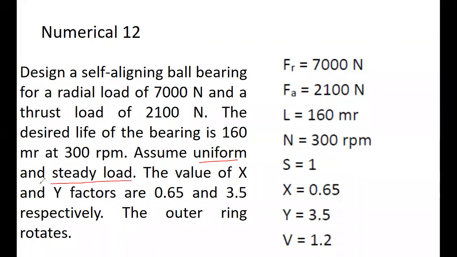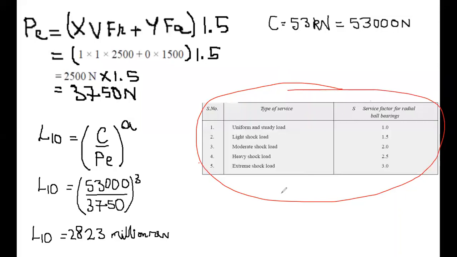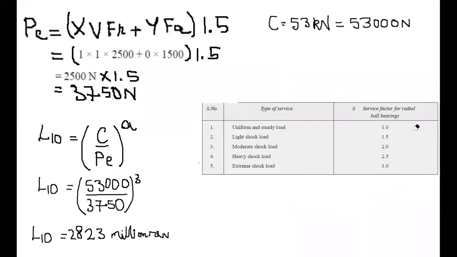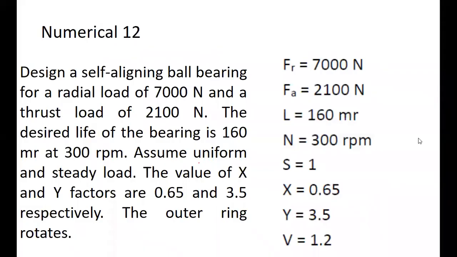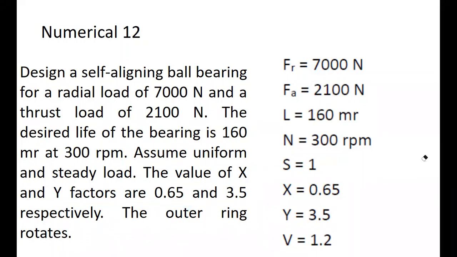Uniform and steady load. If you see the previous numerical, I had told you that we take these values from this table, right? According to this table, uniform and steady load is 1. That's why we have written assuming S as 1. X and Y values are given this time, 0.65 and 3.5. Outer ring rotates. If inner ring rotates, we would have taken 1. But outer ring rotates, outer race rotates. That's why we are taking V as 1.2.